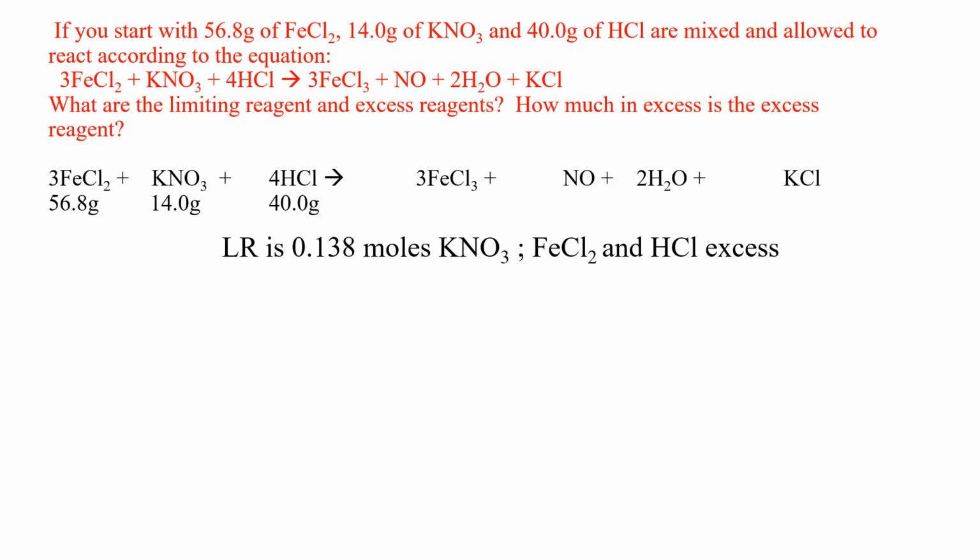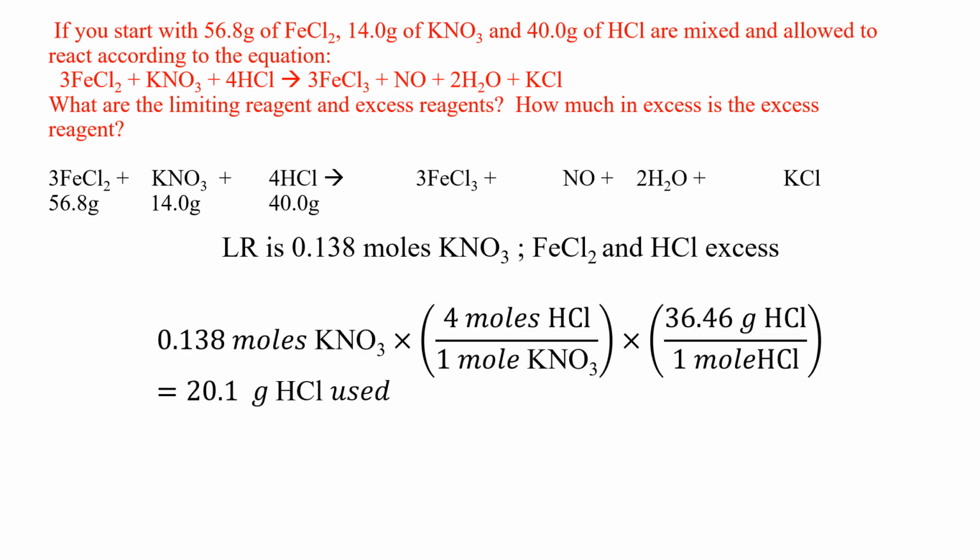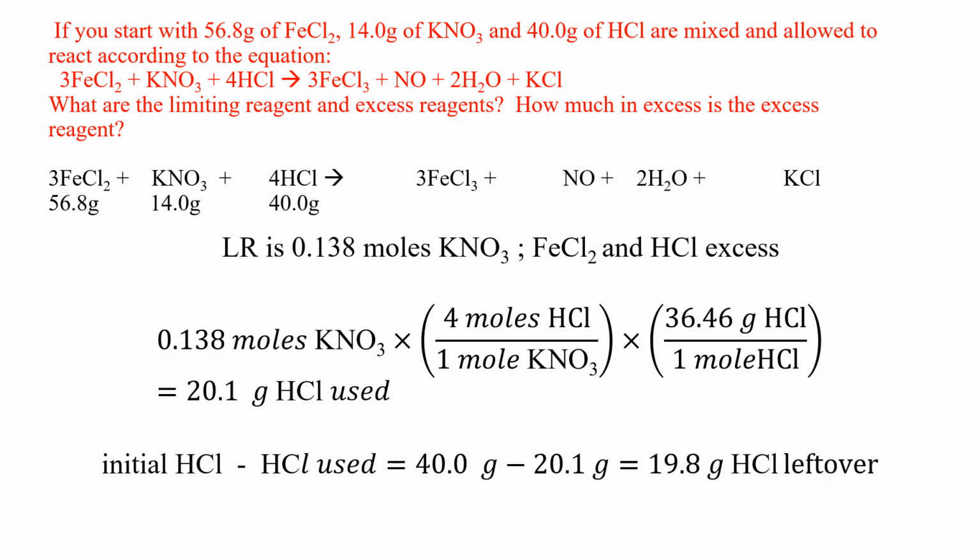Now let's do the same thing with hydrochloric acid. Again, 0.138 moles of potassium nitrate multiplied by the mole ratio between hydrochloric acid and potassium nitrate. Then you multiply by the molar mass of hydrochloric acid. That setup is going to give you the amount of hydrochloric acid consumed or used. Now to find out the leftover amount, you need to have the initial amount, which is 40.0 grams, minus the amount of hydrochloric acid consumed, so 20.1. That will give you 19.8 grams of hydrochloric acid left over.